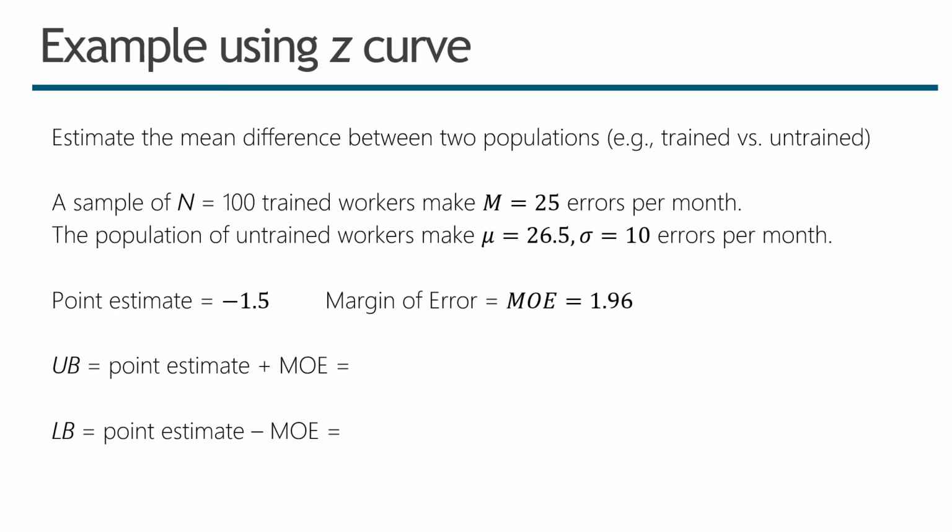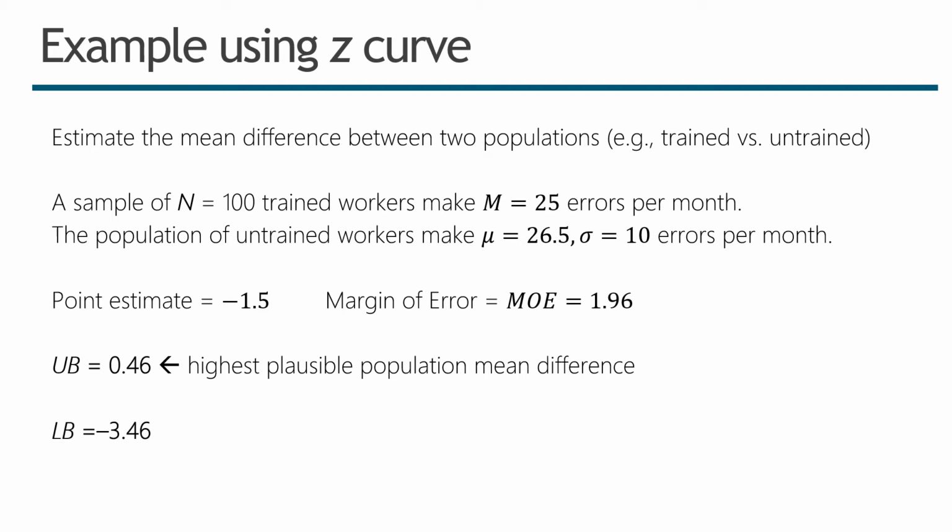Now that we know the point estimate and the margin of error, we can compute the upper bound and lower bound for this confidence interval. The upper bound value comes out to be 0.46, and the lower bound value comes out to be negative 3.46. Keep in mind what we're trying to do. We're trying to estimate the mean difference in errors committed by these two different populations. The upper bound is the highest plausible mean difference, and the lower bound is the lowest plausible mean difference in errors committed by these two populations in a month.